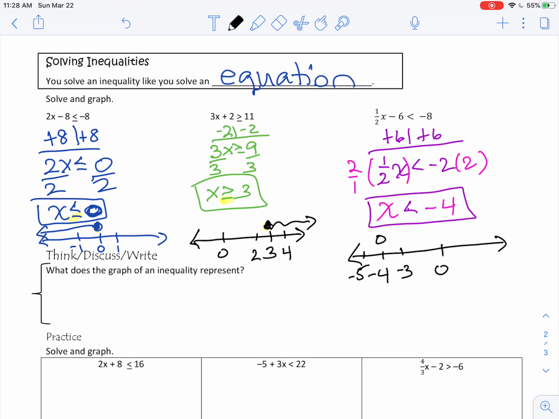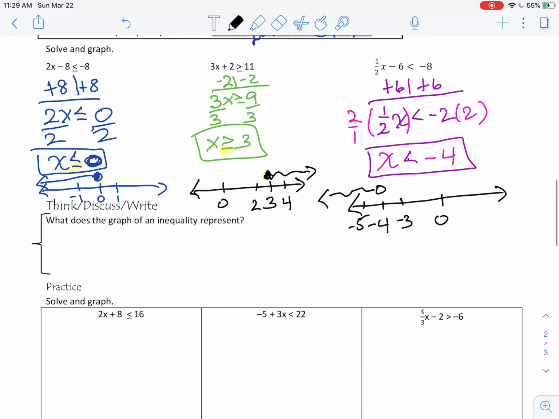X is less than -4, so we put a hollow dot above the -4. We look at the inequality sign. There's no equal sign, so we don't fill it in. We want all the numbers less than -4, so we're going to go to the smaller numbers to the left. And that's what we're going to do.